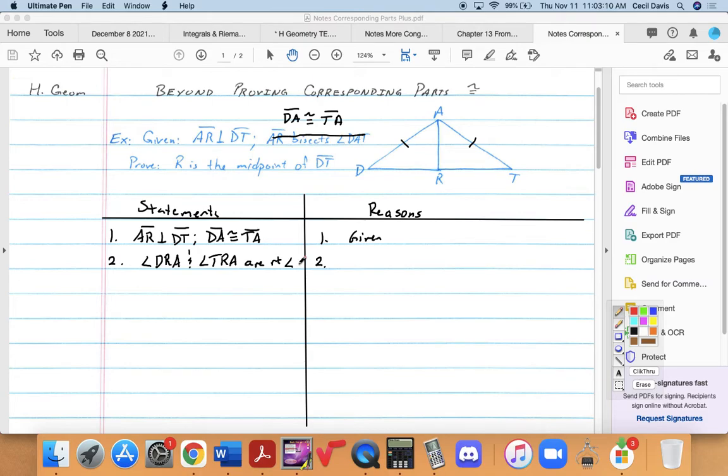How do we know that these are right angles? Definition of perpendicular lines. Yep, definition of perpendicular lines. Great minds think alike.